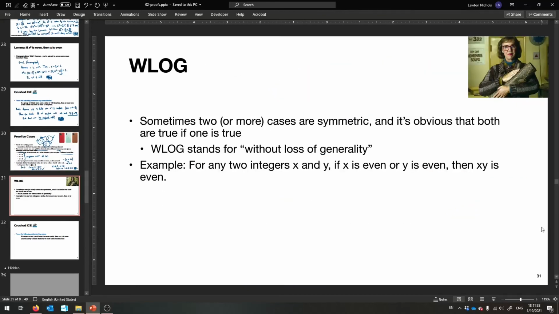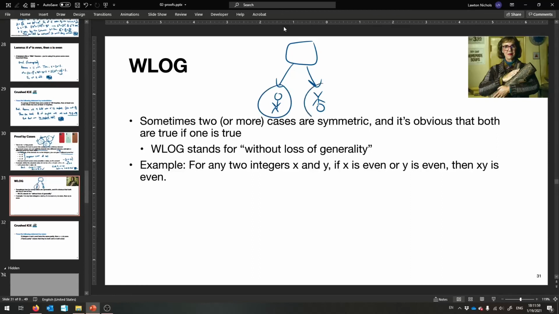So that brings us to WLOG, or if you say it in full, without loss of generality. The idea is sometimes you're proving something and your theorem can be split into multiple cases. You've got one case with this picture, that's how you prove it, and another case sometimes looks exactly the same, but it's just slightly different.